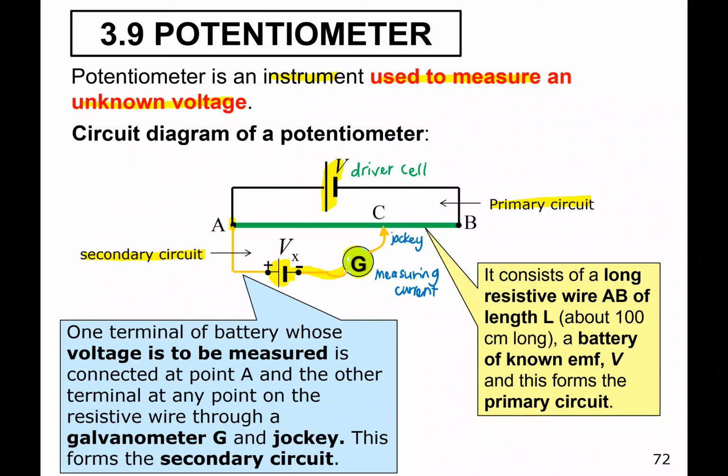So for the potentiometer, we have two parts. The first is the primary circuit. You have to know that the primary circuit consists of the long wire and also the driver cell. And for the secondary circuit, we have another battery whose voltage we don't know, usually unknown. One terminal is connected to point A, which is on the long wire, and the other side of the battery is connected to the galvanometer and also the jockey.